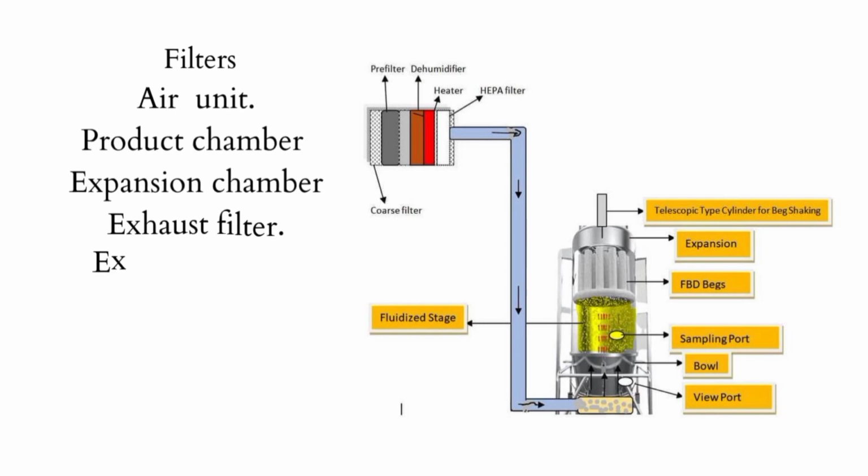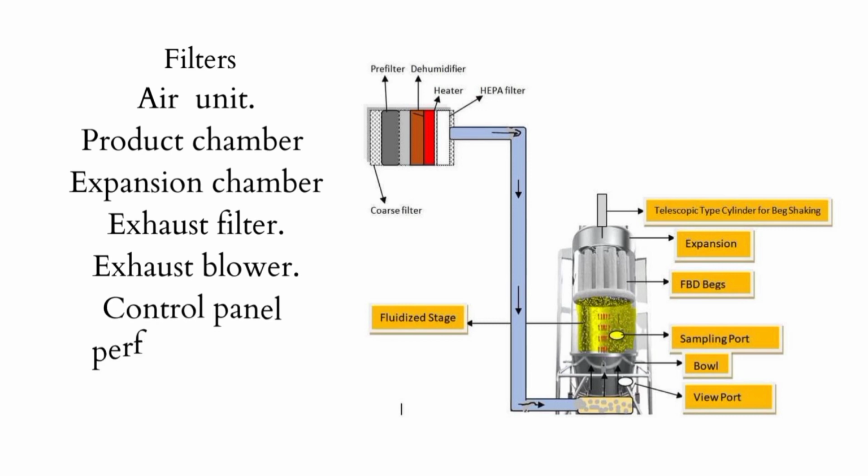Regarding its construction, it consists of the following parts: filter air unit, product chamber, expansion chamber, exhaust filter, exhaust blower, control panel, perforated plate, and then filter bags.